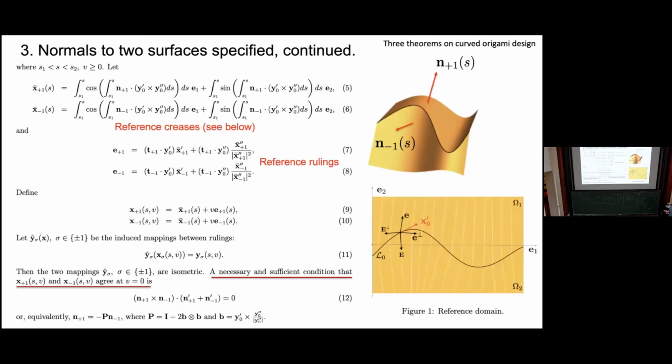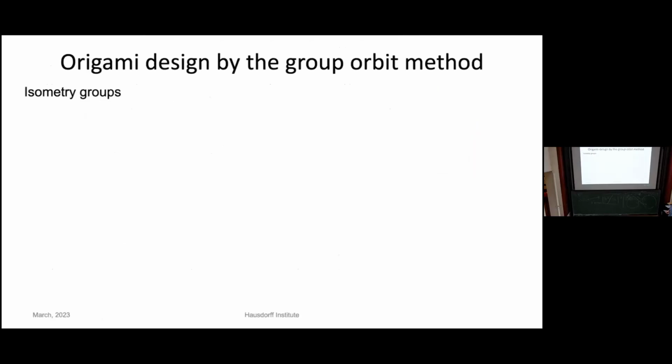Okay. Reference creases, reference. Okay, so I'm going to describe a method. This is a quite nice method, lots of fun for making. You could call it the lazy man's method of doing it. It's this group orbit method, and it allows you to do some very simple calculations and get very complex origami structures, many of them.